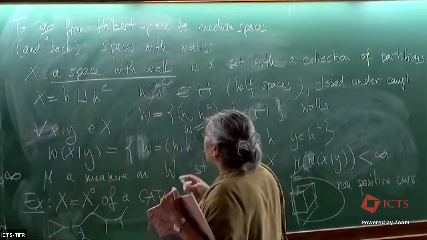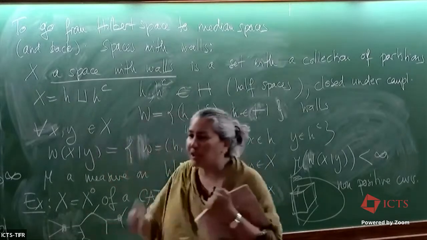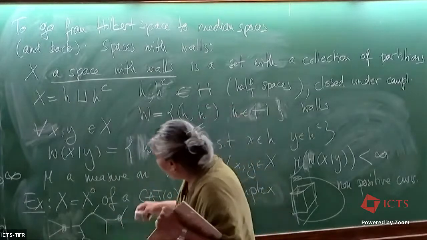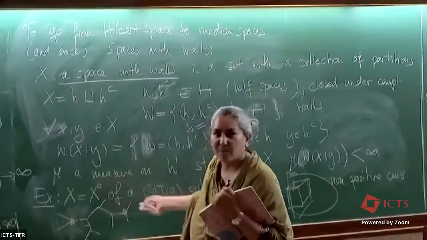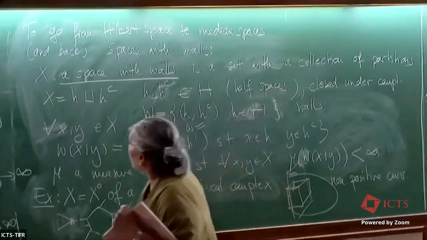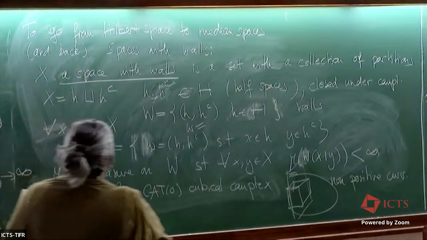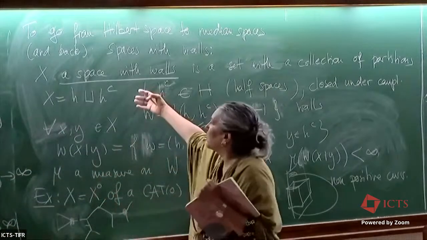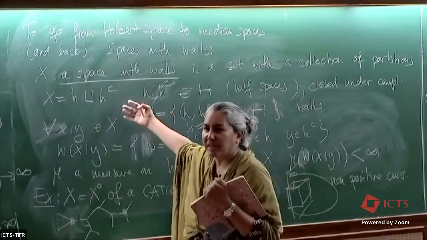So that's an example of a space with walls, and you see that if you have 2 points, now you need to take only one wall per edge. If you have 2 points, you have a finite geodesic, so you have finitely many walls that separate any 2 points. So cube complexes have a bunch of walls, and out of a space with walls, you can build a median space.